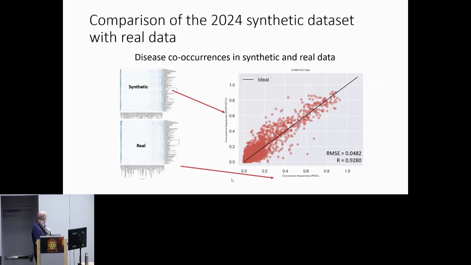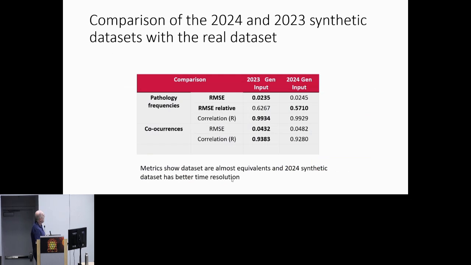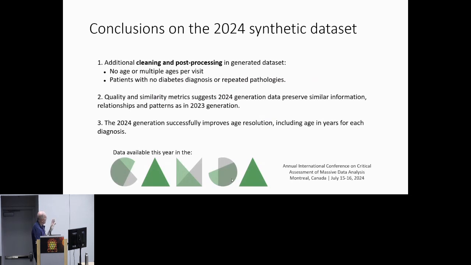Same with the co-occurrences, so we find something very similar. And same with the clusters. So we found the same clusters, but we have more resolution in the data set. So it's a little bit worse, but it's not significantly different, the metrics. So we get more or less the same metrics, but what we have is better resolution. This is what we are offering this year. So that would be the conclusion. So this is this year's data set that we are going to see.